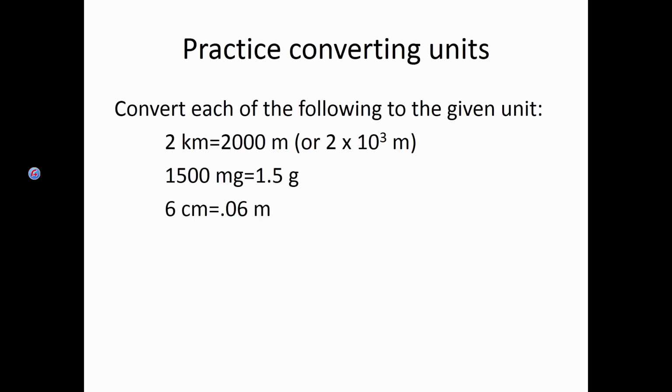1,500 milligrams is equal to 1.5 grams. What we see there is the milli means 10 to the minus third, so we are multiplying by 10 to the minus third. Or you could be thinking of it as moving the decimal place 3 places. The last one, 6 centimeters equals 0.06 meters. Centi means 10 to the minus 2, so we're moving that decimal place over 2 places. Make sure you feel comfortable with these 3 before moving on to getting some more practice.